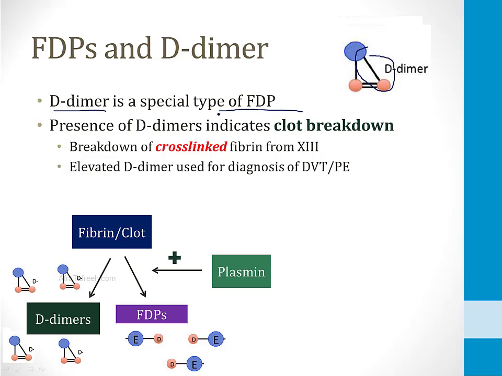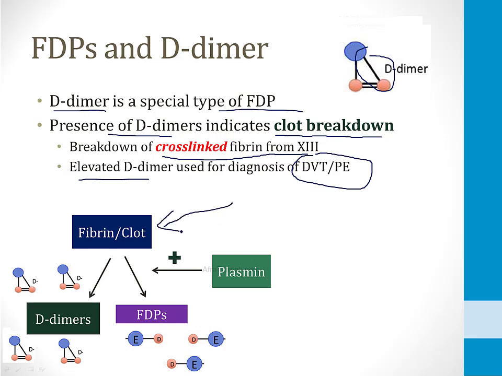What this means is the presence of D-dimers in the plasma indicates that cross-linked fibrin clot is being broken down. You can only get D-dimers if you have breakdown of cross-linked fibrin from factor 13. And for this reason, an elevated D-dimer is useful for the diagnosis of DVT or PE. If you have a blood clot like a deep vein thrombosis or a pulmonary embolism that plasmin is trying to break down, it will form small fibrin degradation products which you can measure in the plasma, but it will also form D-dimers which can be measured in the plasma.